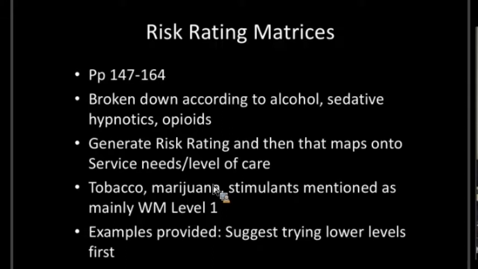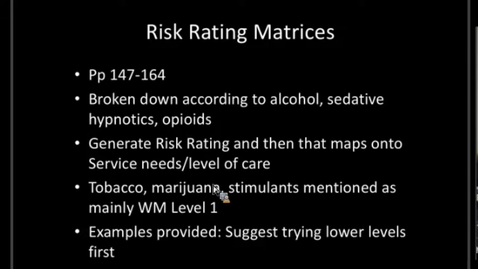And one section that I want to call everyone's attention to that I think is so relevant here is not a small section, but pages 147 through 164. They have these risk rating matrices that are detailed in the manual. And they actually break them down. So they have many pages dedicated to rating the risk of alcohol related symptoms, alcohol use symptoms. And they have a big chunk on sedative hypnotic symptoms. And then they have a smaller chunk on opioids.